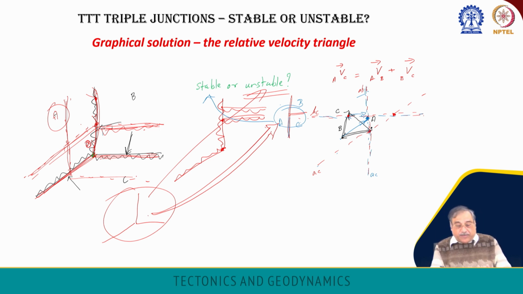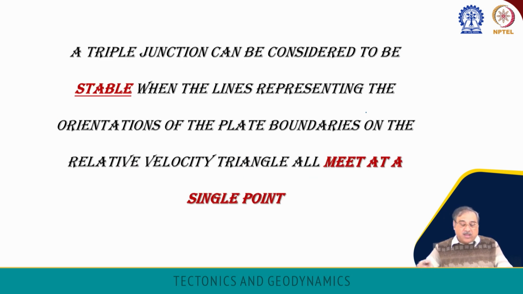So this way, we have a much more direct way of evaluating whether a particular type of triple junction is stable or unstable. Now, what does this mean? It means that you can consider a triple junction to be stable when the lines that represent the orientations of the plate boundaries on the relative velocity triangle all meet at one single point. So this is actually the essence of it.